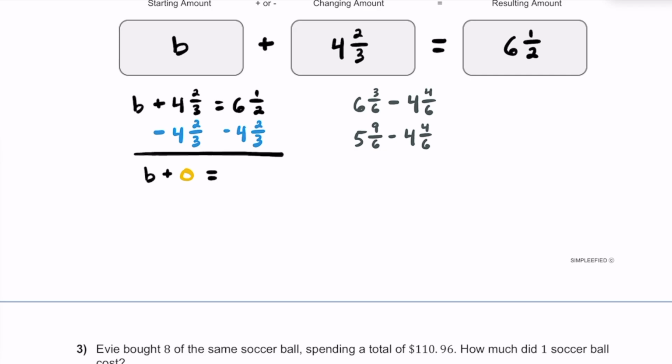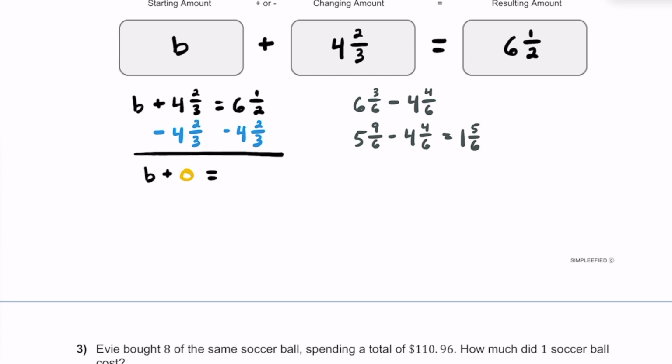So we just did some regrouping, right? We borrowed 1 from the 6 and made it a 5, and we added 6/6 onto the 3/6 to get 9/6. So we just moved one whole over to the fraction part. So now 9 minus 4 works out really nicely. 9 minus 4 is going to be 5. So for the whole numbers, 5 minus 4 is going to be 1. And for the fractional part, 9/6 minus 4/6 is going to be 5/6. We have 1 and 5/6 here.